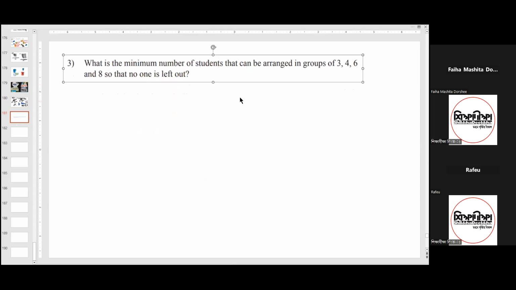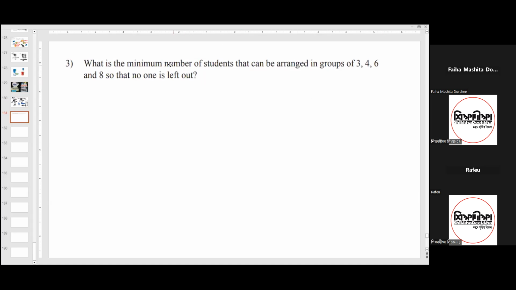What is the minimum number of students that can be arranged in groups of 3, 4, 6, and 8 so that no one is left out, right? So what do we have to do?